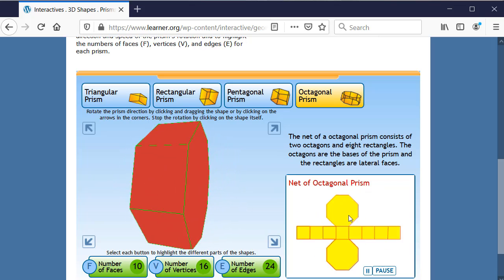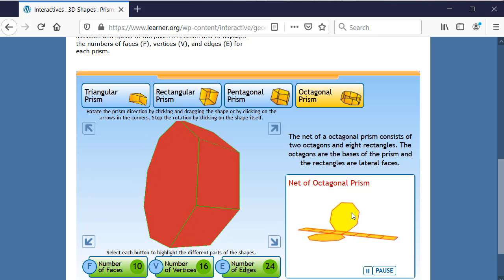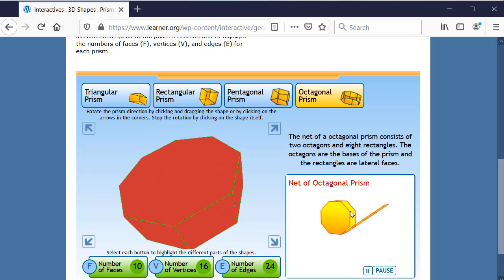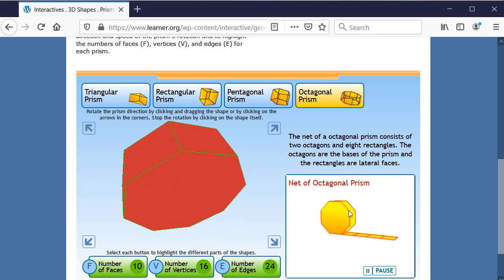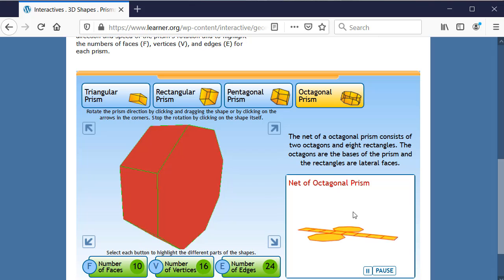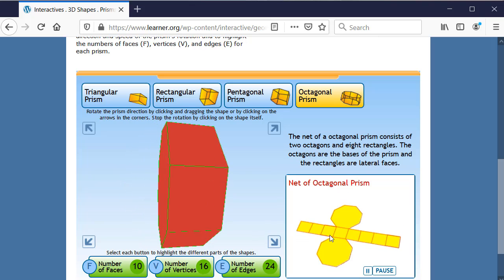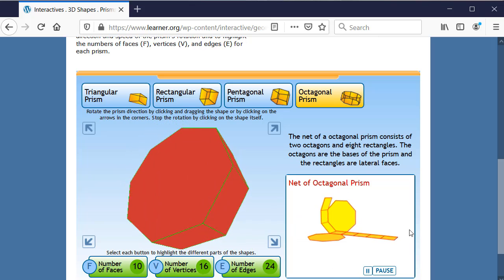possibly every day or every week are pizza boxes. Pizza boxes are rectangular prisms. Have them fold and unfold pizza boxes so that they can see how the cardboard is used to construct the boxes and how they fold and unfold.